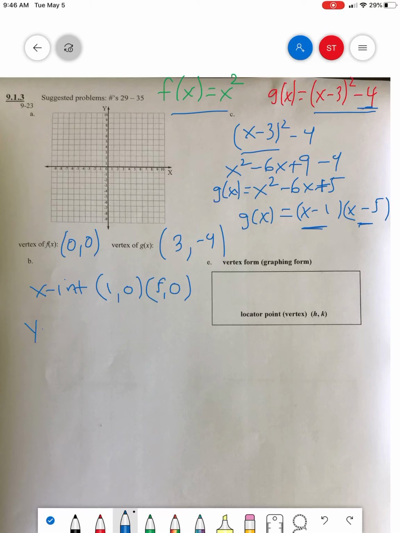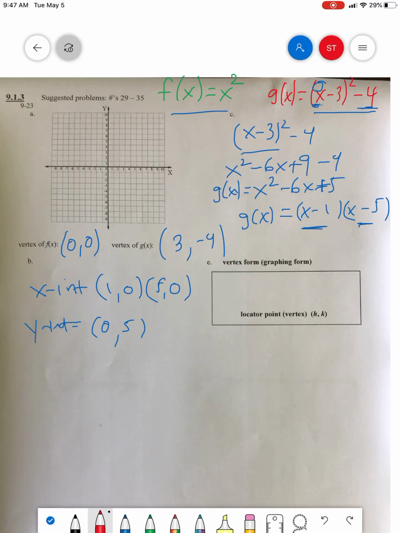How about the y-intercept? Well, the y-intercept, remember, at the most, it's going to be 1. And you just put 0 in for x right up here. So 0 minus 3 is negative 3 squared is 9, and 9 minus 4 is 5. So 0, 5. What did I do? I just put 0 in for x right there and solved. Okay, now we can sketch the graph.